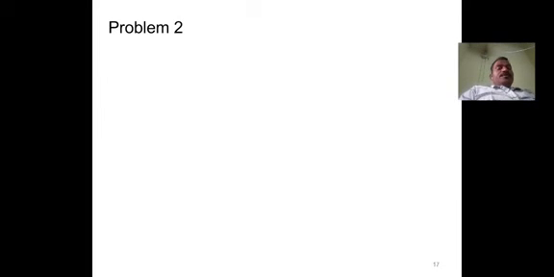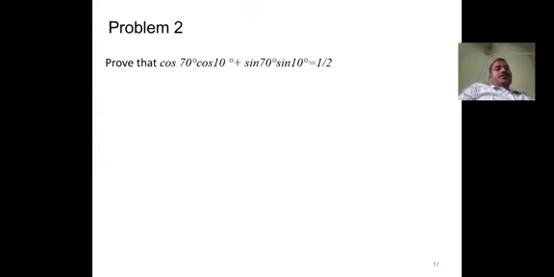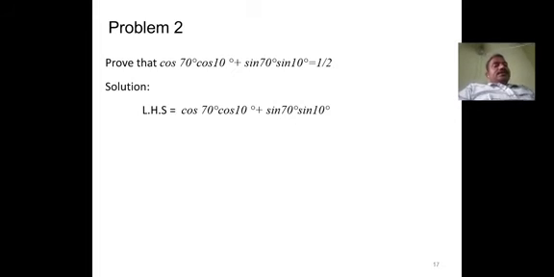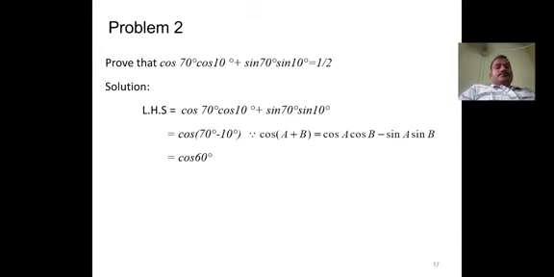Now, next problem also in the same way, cos of a minus b formula, cos a cos b plus sin a sin b, where a is 70, b is 10. Cos of 70 minus 10, that is cos 60, cos 60 value is 1 by 2. So this 1 by 2 is the right hand side.